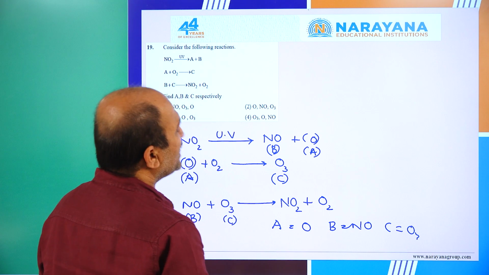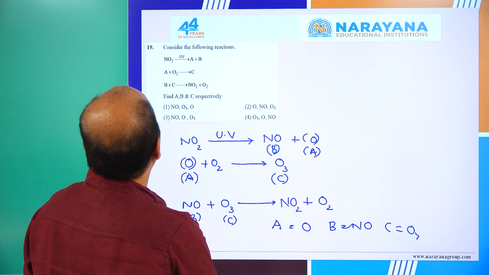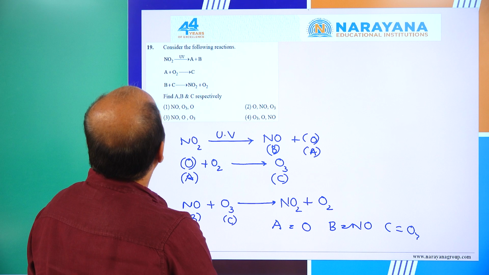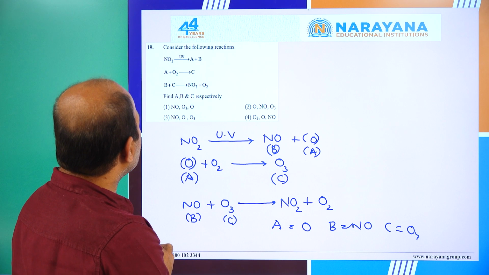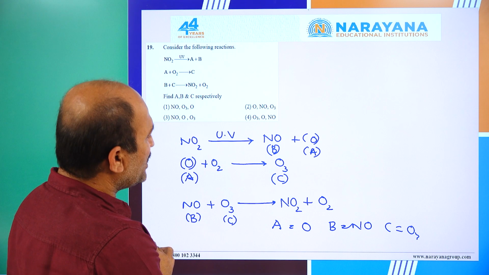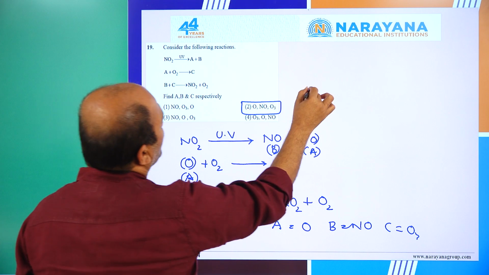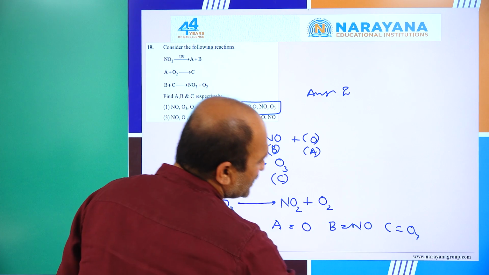So O, NO, O3. Find A, B and C. This is the appropriate answer, right? So the answer for this question is 2. Go for the next question.